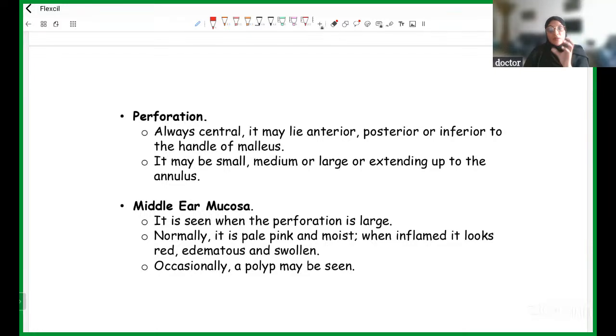So perforation is there. Usually it is central, and the size varies. Now, the middle ear mucosa is seen only when the perforation is very large. Usually you will see it as pink and moist, and it will look inflamed, red, swollen or edematous. Sometimes some patients might even show polyps in the middle ear mucosa. These are the clinical features of chronic suppurative otitis media.